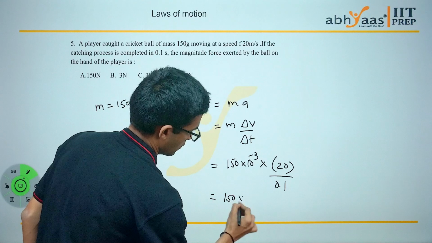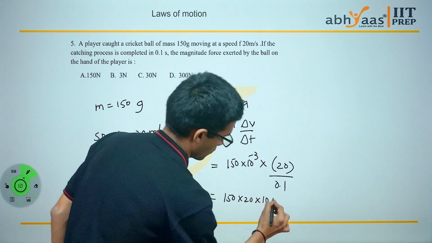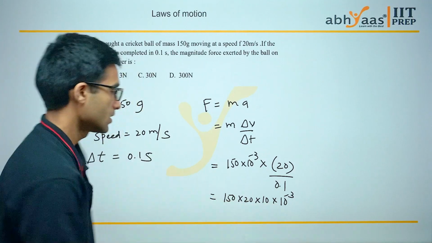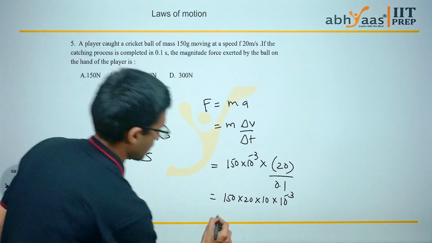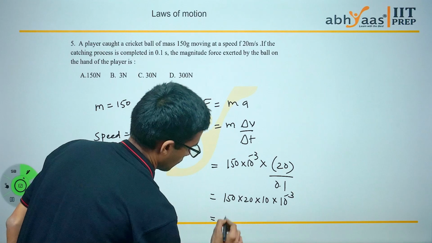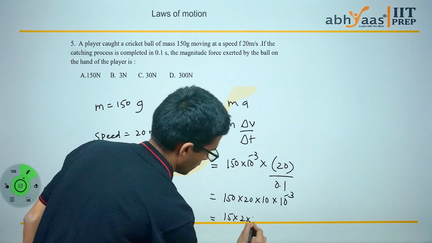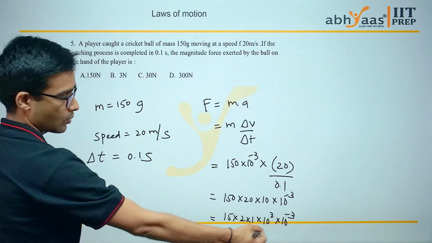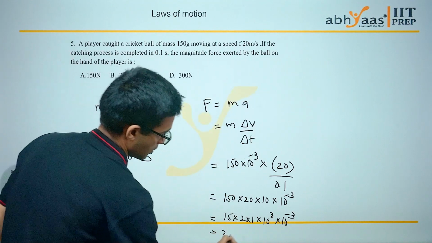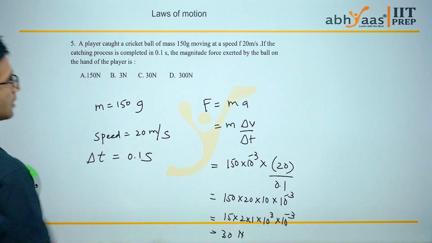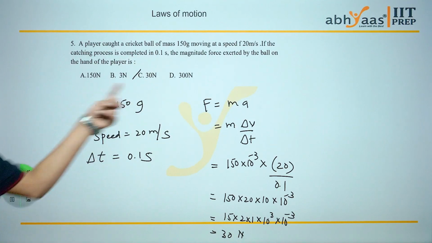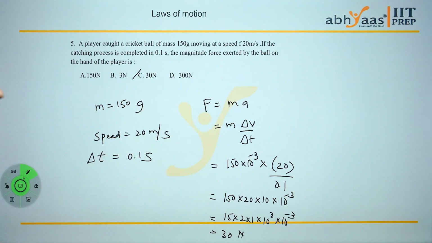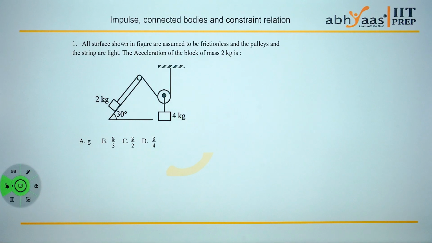150 into 20 into 10 into 10 power minus 3. Here 3 zeros are there, and 10 power minus 3 is there. Okay, 15 into 2 into 1 into 10 cube, into 10 power minus 3. So 10 cube into 10 power minus 3 is nothing, and 15 into 2 is 30 newtons. 30 newtons is the answer. Here 3 options are there, so the calculation should be proper, otherwise you will get the wrong answer.